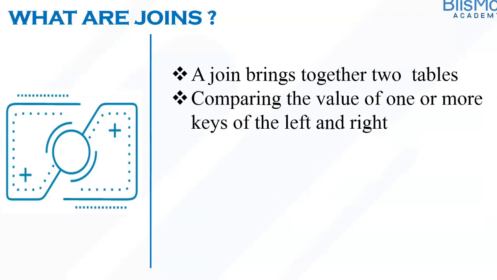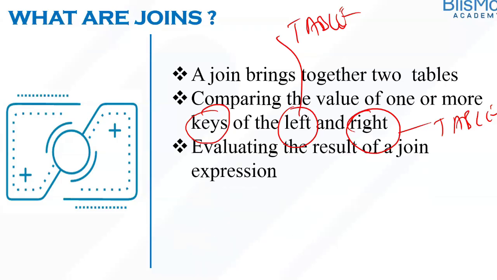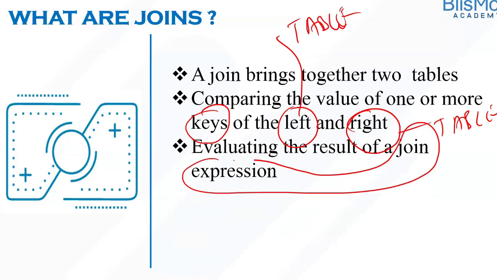And how does it bring together the two tables? It compares the value of one or more keys of the left table with the right table. I'll tell you what is left table and right table. No need to worry. Then how does it get together the like values from one or more tables? By evaluating the join expression. What is join expression? I'll tell you.